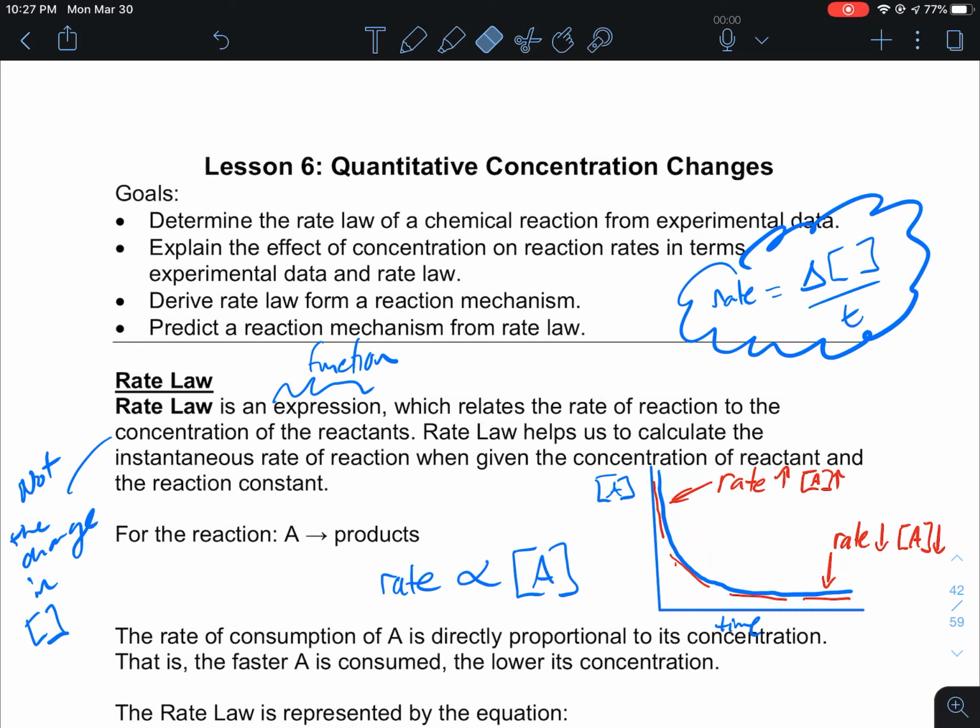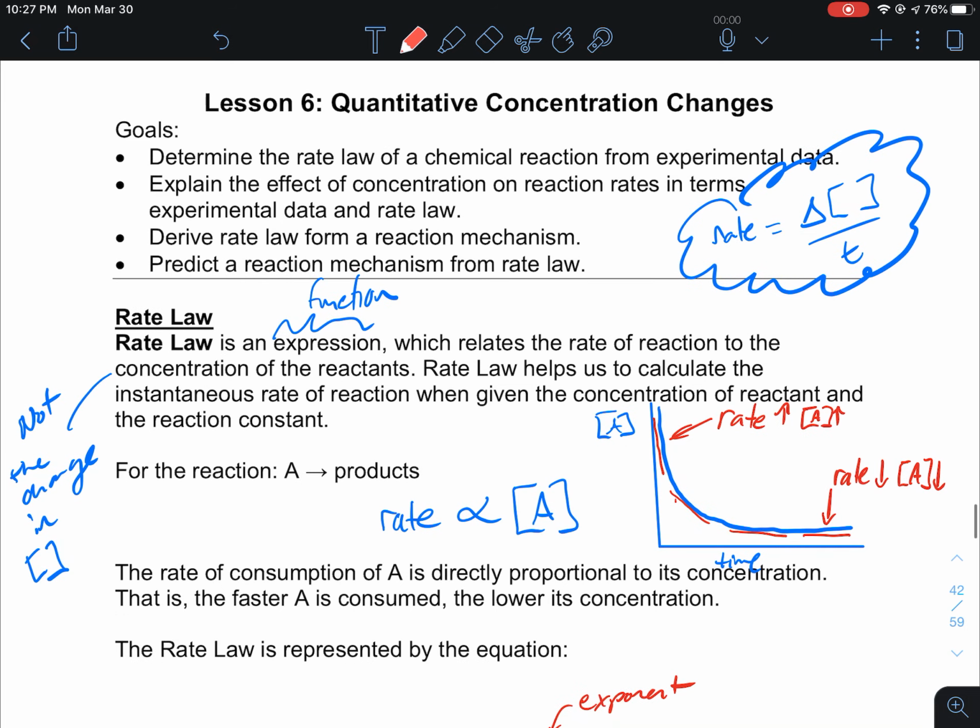Hi everybody, this is lesson 6 of the kinetics unit. It is on the quantitative concentration changes and how, with this quantitation, we can actually determine relationships or functions that will relate the rate of a chemical reaction with the concentration of that reactant. It is by far the most tricky part of this unit, and possibly the most important, but also the last piece of this unit.